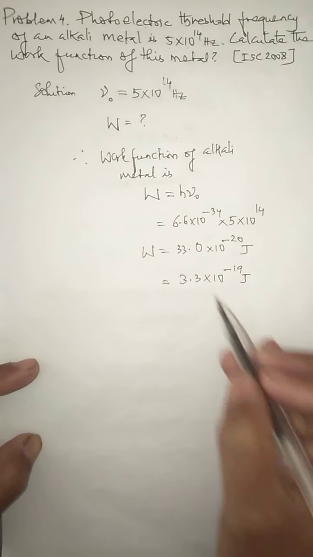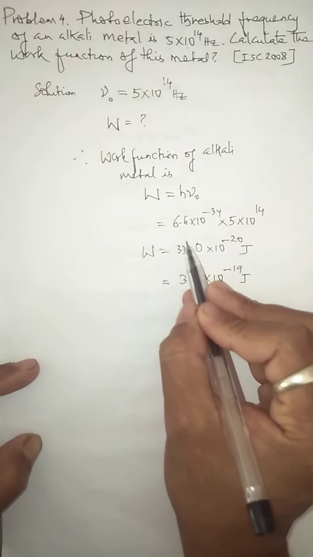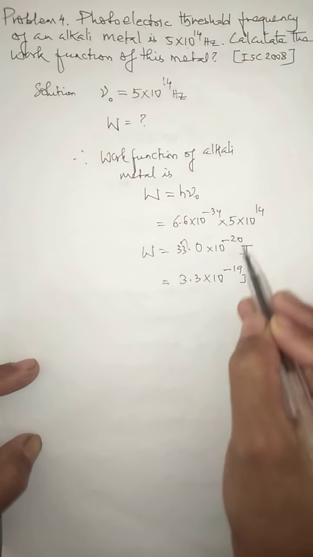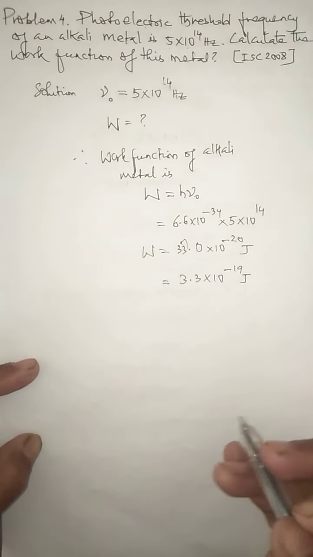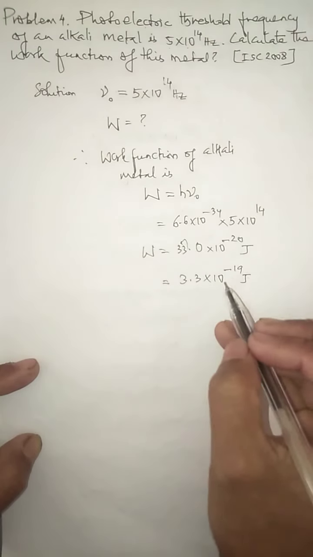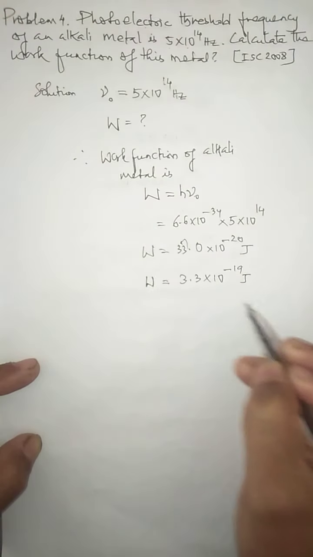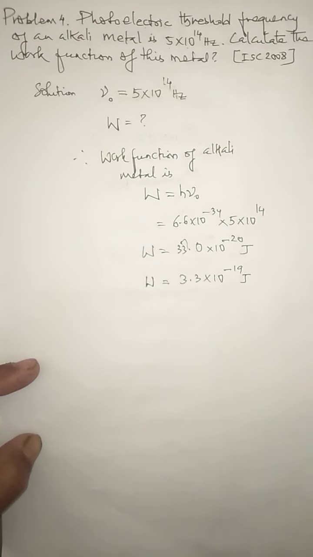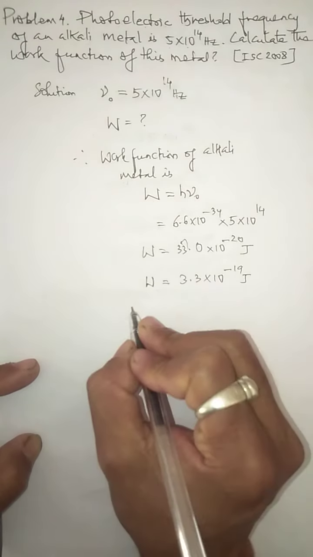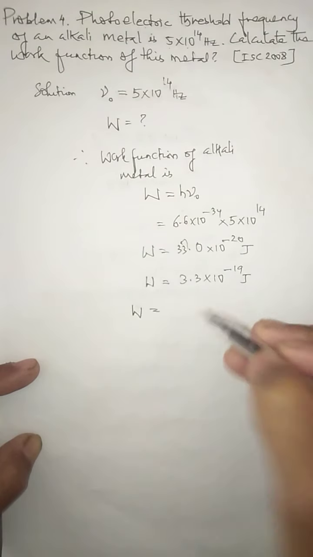3.3 into 10 to the power minus 19 joule, because there is a negative power, and when you shift the decimal one place forward, your power decreases by 1. So 3.3 into 10 to the power minus 19 joule. But this work function which we calculated is in joule. Children, I suggest that when you calculate work function or kinetic energy, we calculate it basically in electron volt. So in this question also, I convert joule into electron volt.